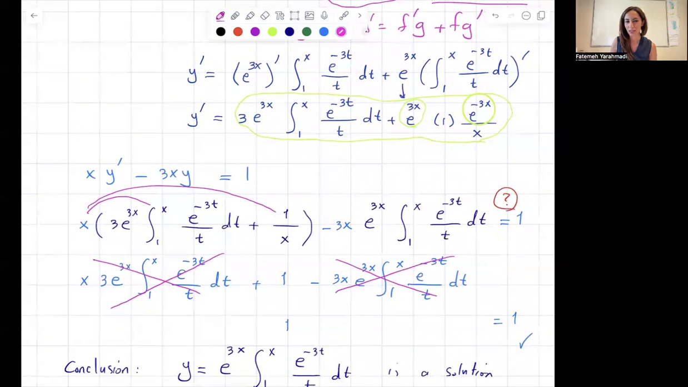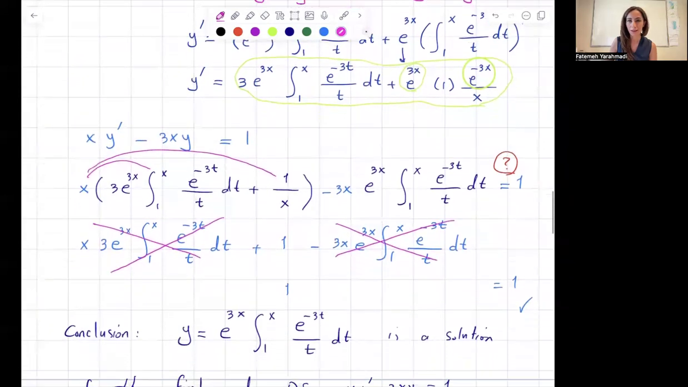I know this solution is not a typical solution. It's given in the form of an integral. Sometimes some integrals are a little bit difficult to calculate. So we have to leave them as they are and represent them as a solution for the differential equation. It's not unusual in solving a differential equation to have some solutions in this format.